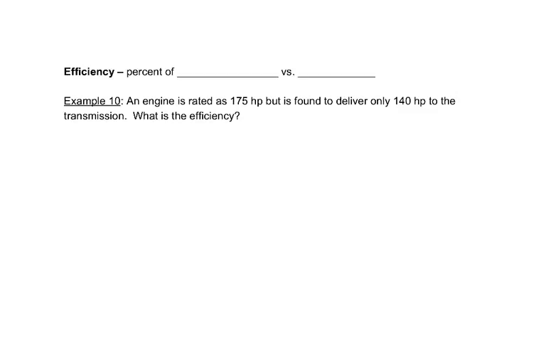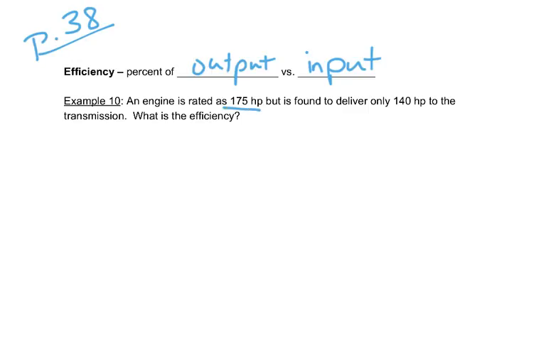So we'll look at a few more examples that use percents in a slightly different way. We are now on the top of page 38. Efficiency is the percent of output versus input. So an engine is rated 175 horsepower, but is found to only deliver 140 horsepower. So the 140 horsepower is the output. 175 horsepower is the input.